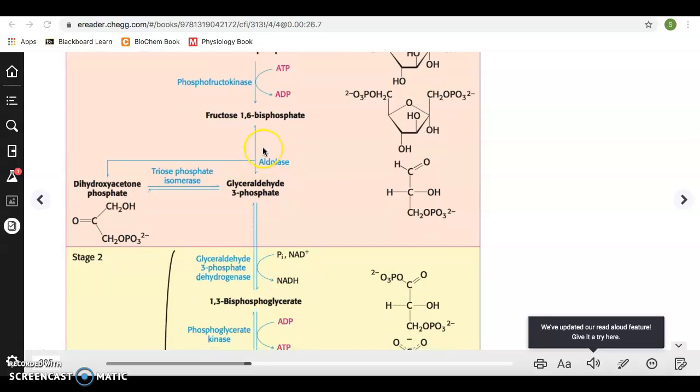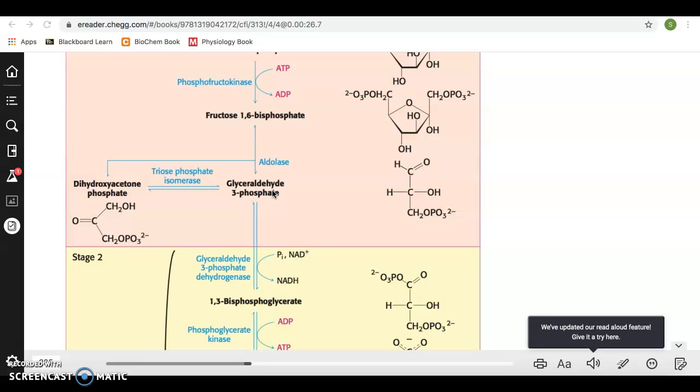Next, aldolase comes in and it actually forms 2 different 3-carbon structures. So aldolase catalyzes the cleavage of the fructose 1,6-bisphosphate into glyceraldehyde 3-phosphate and dihydroxyacetone phosphate, or GAP and DHAP. But we can also use triose phosphate isomerase, or TPI, right here to convert our DHAP into GAP.